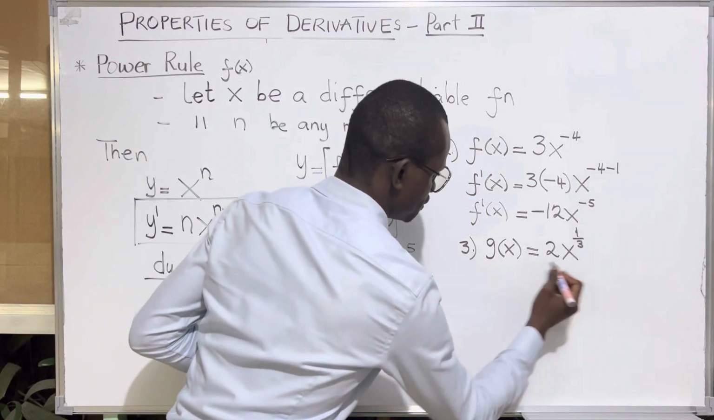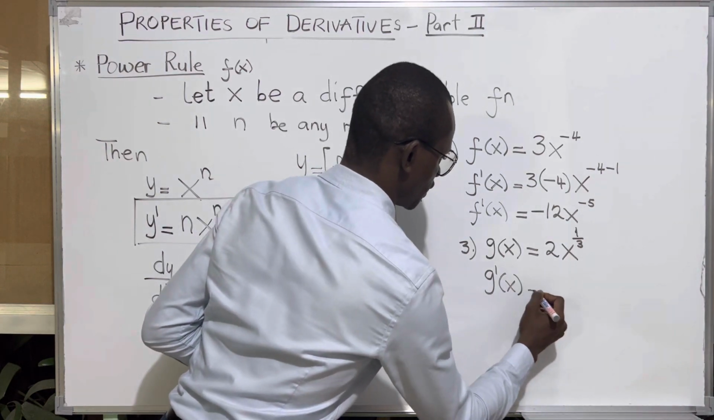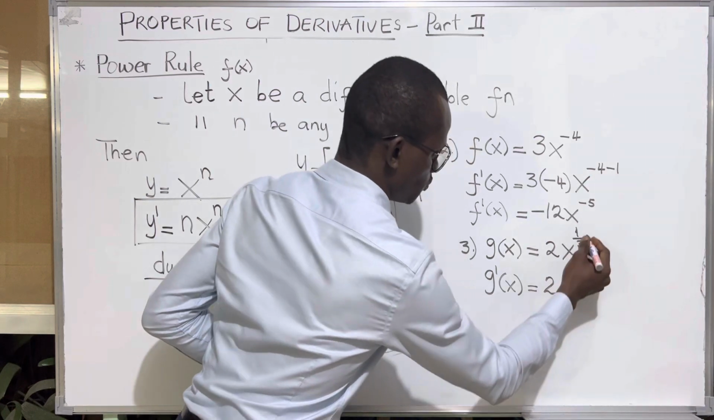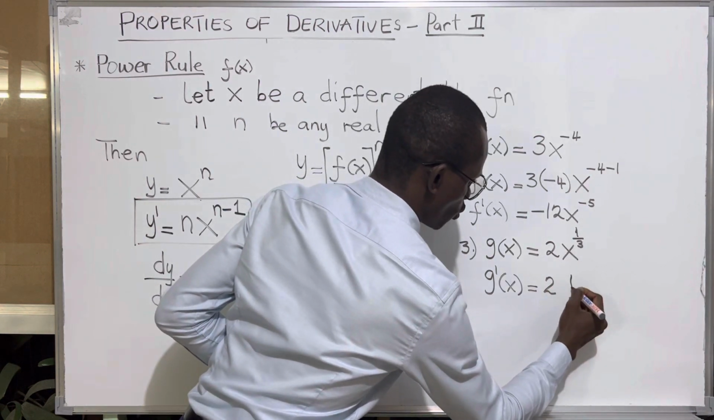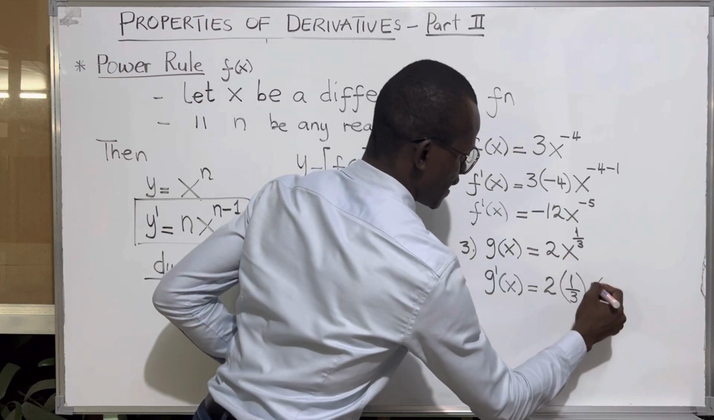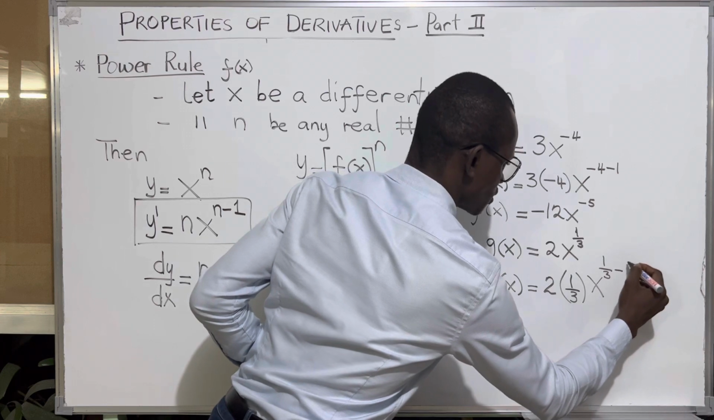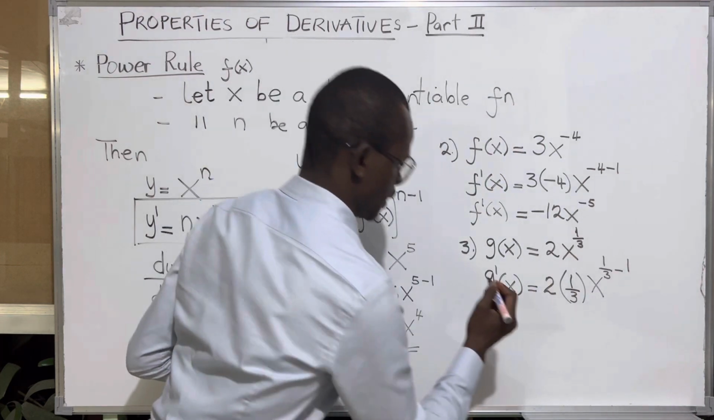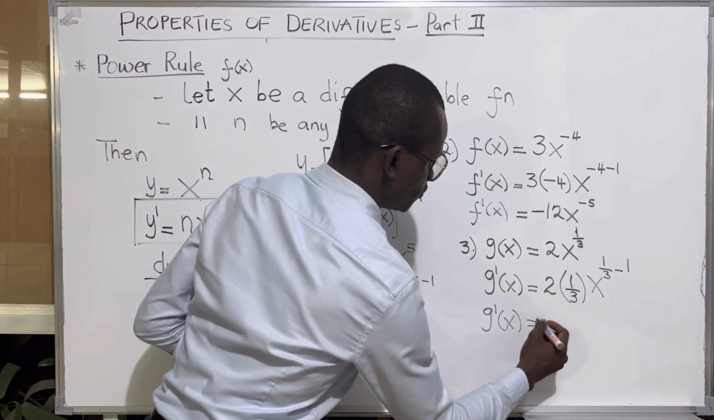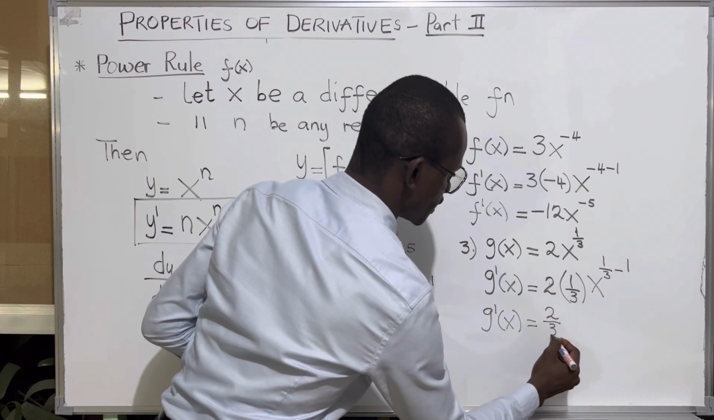So to differentiate this problem, we say g prime of x is just equal to 2. You bring this whole power down, 1 over 3. So it means you're going to multiply it. Then you say x raised to the power 1 over 3 minus 1. So g prime of x will now be 2 times 1 is 2 divided by 3.